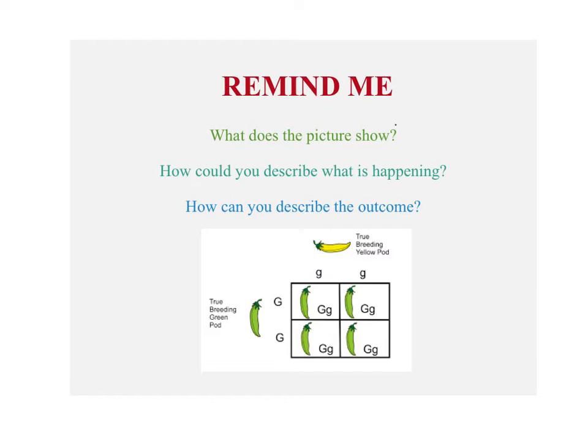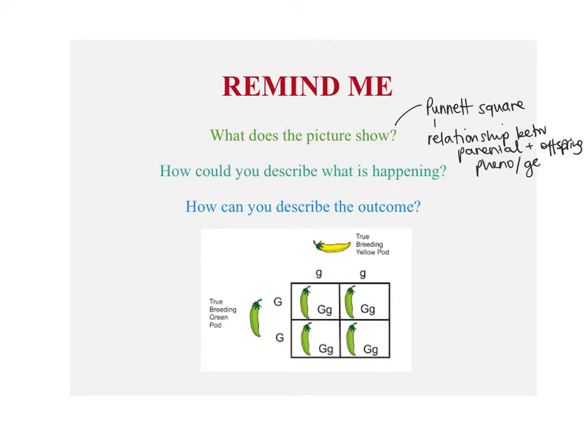So the picture itself shows a Punnett square, and that shows the relationship between parental and offspring phenotypes and genotypes. And what we can see here is patterns of inheritance.